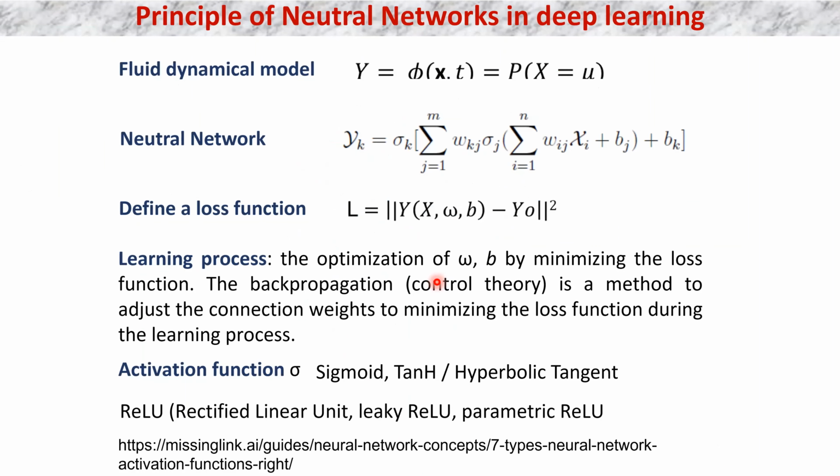So how to do that? We need to define a loss function. For example, this y is the output and y zero is the true solution. We want to train this neural network. The neural network has weights, so the parameters are the weights and the residual. The training purpose is to find the optimal parameters for the minimum of the loss function. The sigma here is the activation function. You can choose different types of activation functions, and it's case dependent.